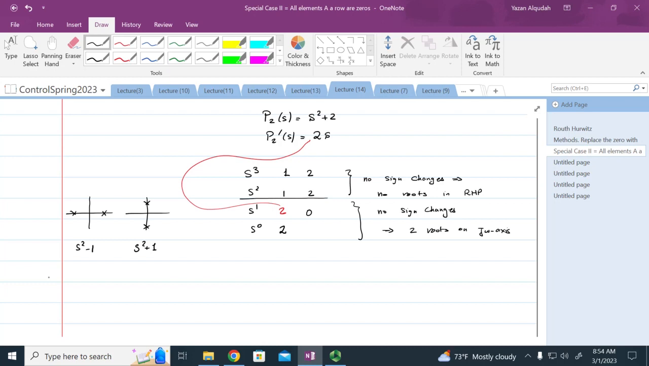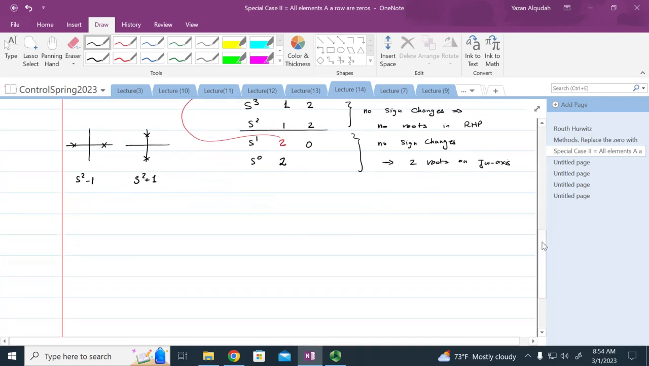So if we have a second order polynomial, we're going to have roots. They're either going to look like this or they're going to look like this. There's no other choice. If I had a sign change here, it means this is the case: I have one on the right, one on the left. No sign changes means I have this case: 2 roots that are on the j omega axis. And the same thing applies if it is a 4th order.